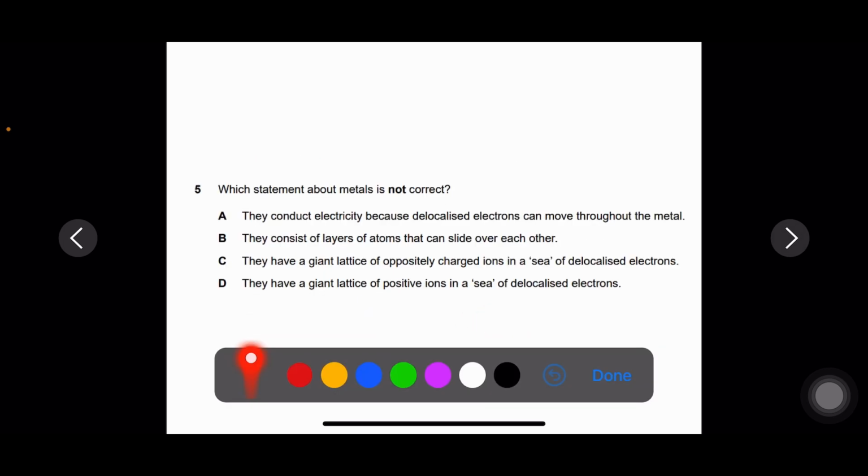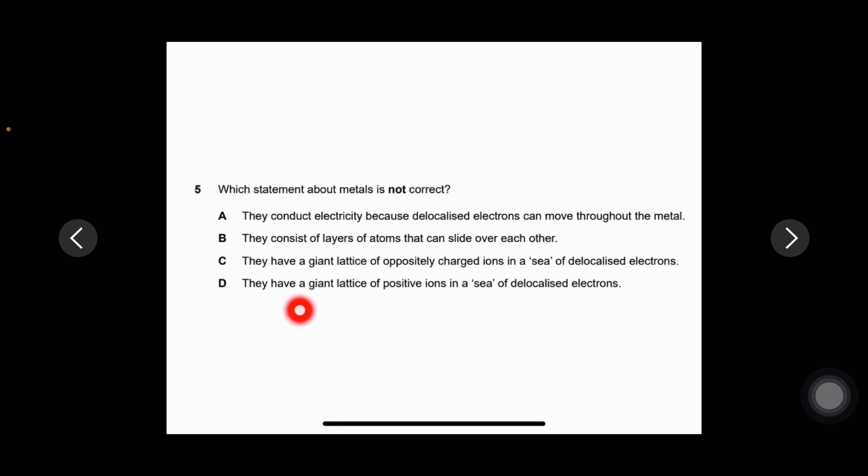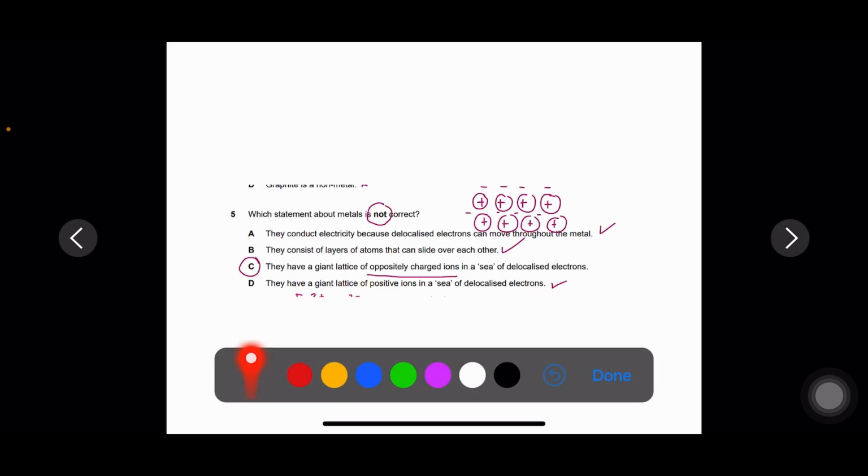Question number 5. Which statement about metals is not correct? They conduct electricity because delocalized electrons can move throughout the metal, correct? They consist of layers of atoms that can slide over each other, correct? They have a giant lattice of oppositely charged ions. No, they don't have oppositely charged ions in a sea of delocalized electrons. They have a giant lattice of positive ions in a sea of delocalized electrons. Exactly, this is the structure of metals. Here I have drawn for you to understand. Lattice of positive ions surrounded by sea of delocalized electrons. So answer will be C.